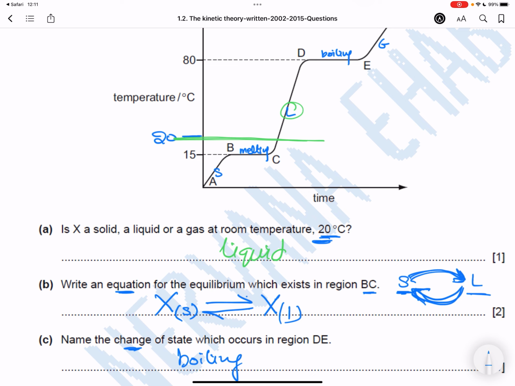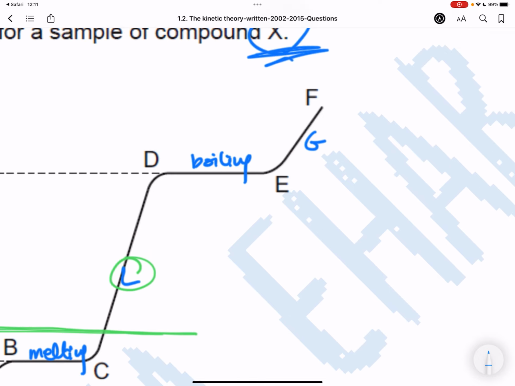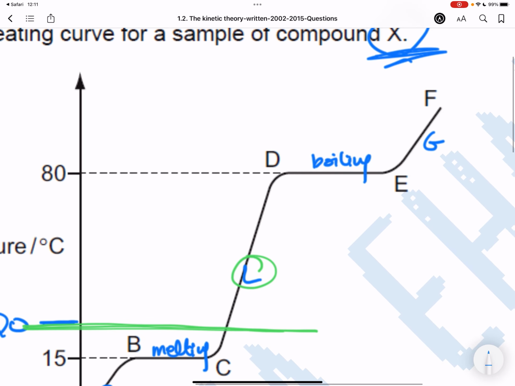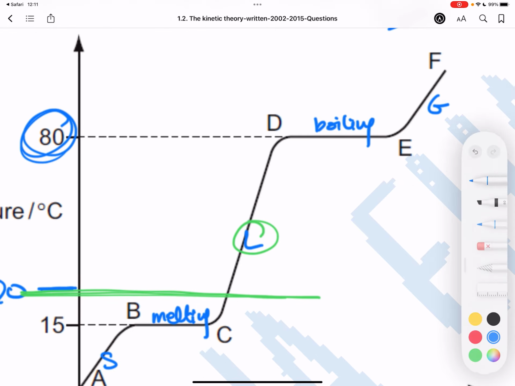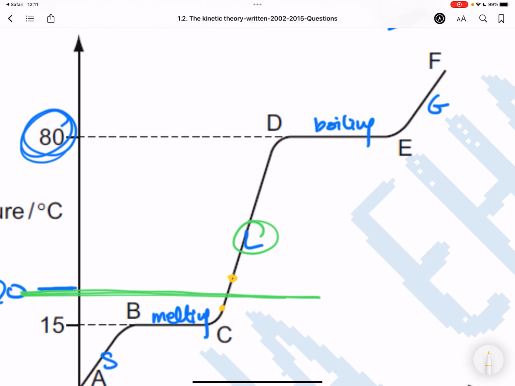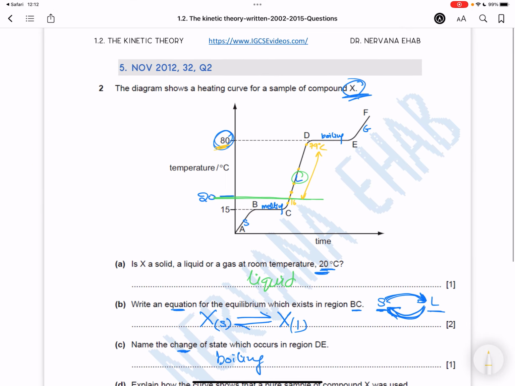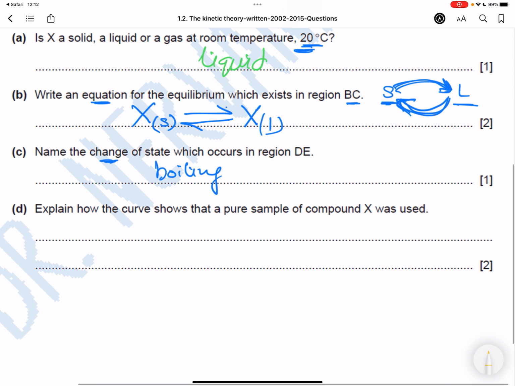Now here's the thing. If you write evaporation, you lose the mark, because in DE, it's only boiling because that's your boiling point. It's at 80 degrees. Evaporation happens at all those points. It happens at 16 degrees C, 17, 18, 19, all the way until 79 degrees C. So that's evaporation, anywhere between 16 and 79. At 80, it is not evaporation anymore. It is boiling. So I take away a mark if you write evaporation.